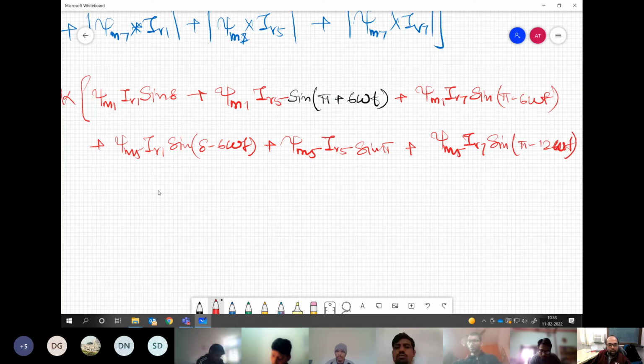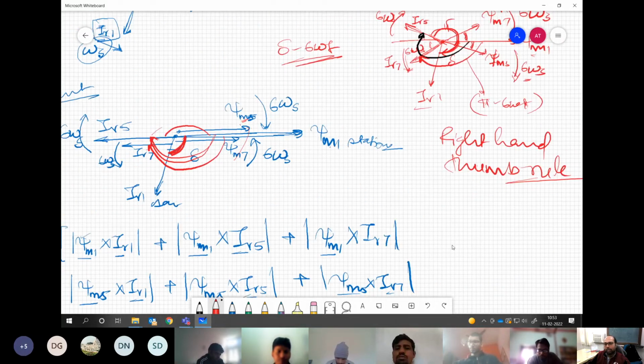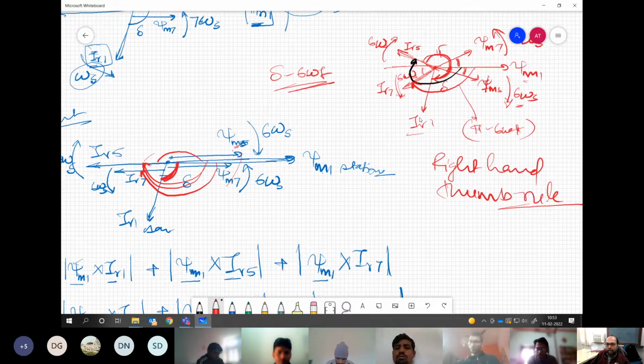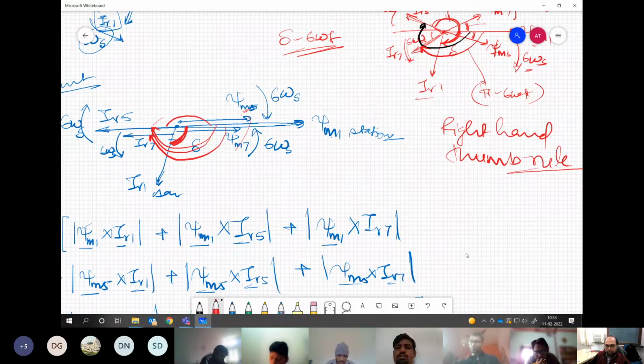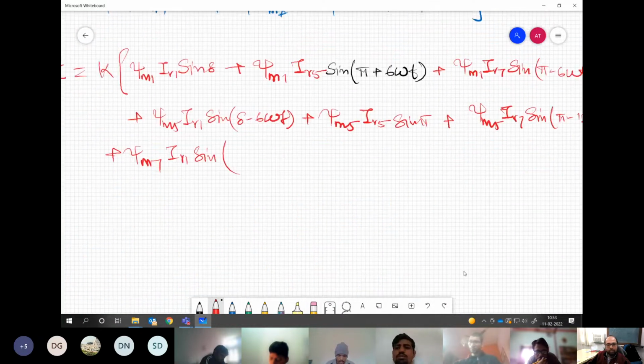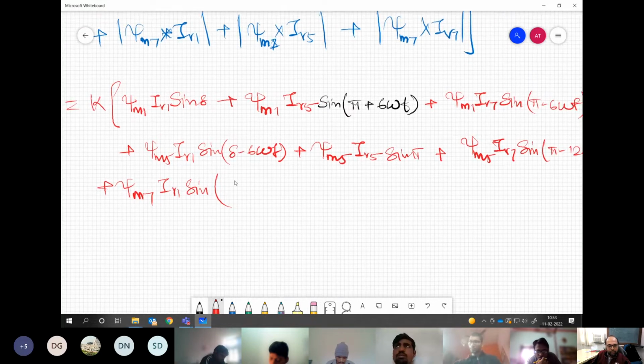Correct? Now psi m7 and IR1. What is the angle? So delta has now increased because psi m is going away from IR. So delta plus 6 omega t. Okay. So this becomes delta plus 6 omega t.